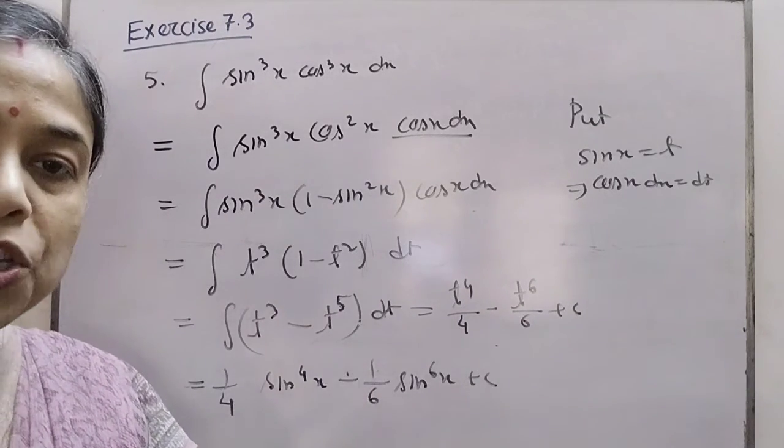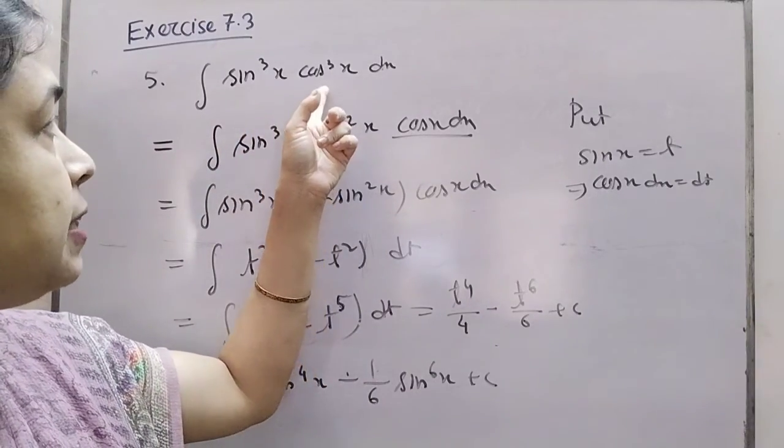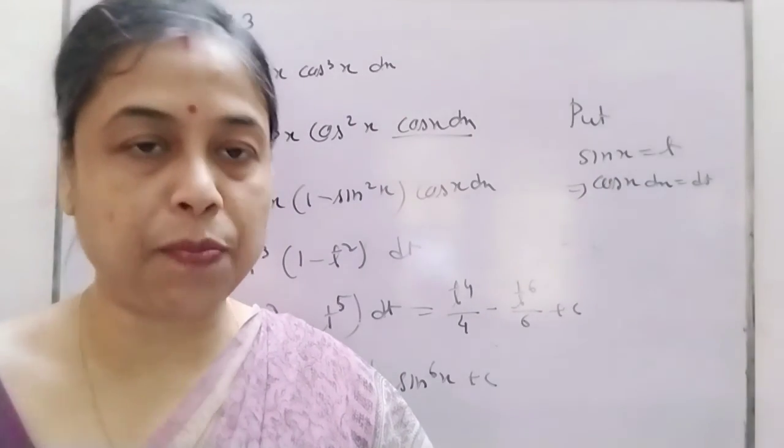Okay, this question can be done by using the opposite substitution also. That means we keep cos cube as it is, and take sine square and sin x dx. That way also we can do. The answer will be a little bit different, but both of them are correct.